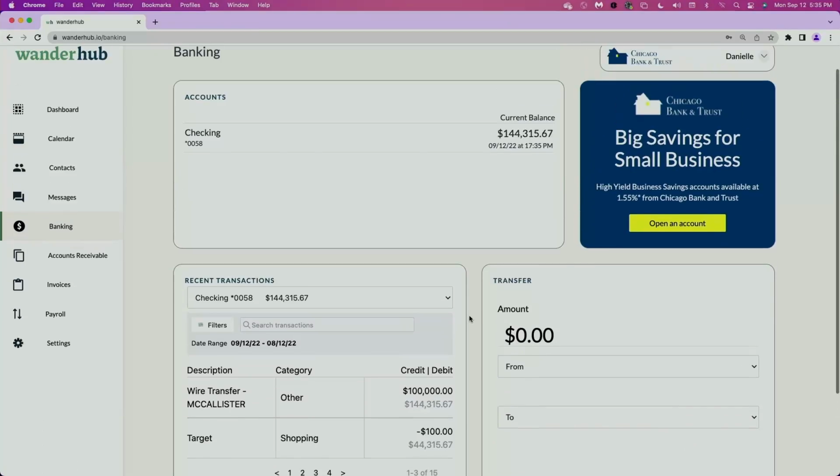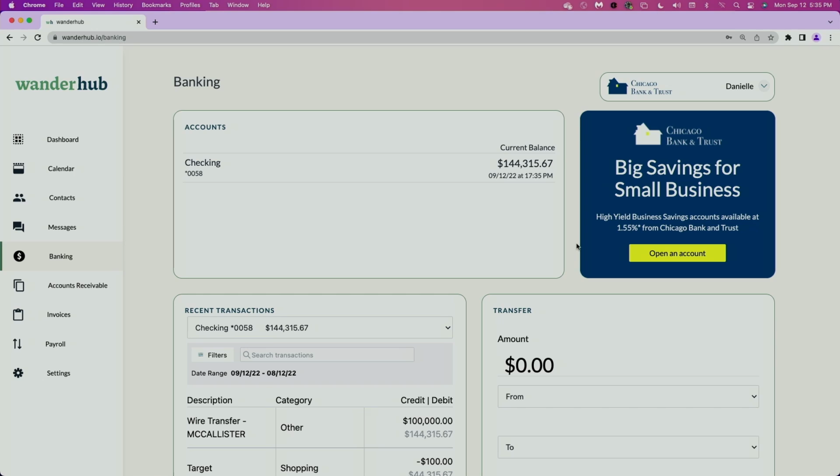The McAllisters have a 90-day period where they can cancel for a full refund, so I need to manage this money wisely. While I could go to my bank's digital banking application or walk into a branch to open a savings account to set aside some of the funds, my bank makes it easy for me to open an account right here directly within Wanderhub.